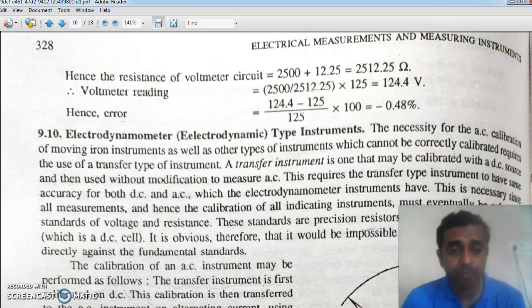In a DC source, you have standard cells as well as standard resistances. So it is very easy to calibrate by connecting across a DC source, since DC standards are available. After calibration, the same instrument can be used across an AC source without any modification to measure the AC. Such transfer instruments are very important. They can be easily calibrated across the DC source by using the standard DC cell and standard resistance, and without any modification after calibration can be used to measure AC. The electrodynamo type meters are transfer instruments.